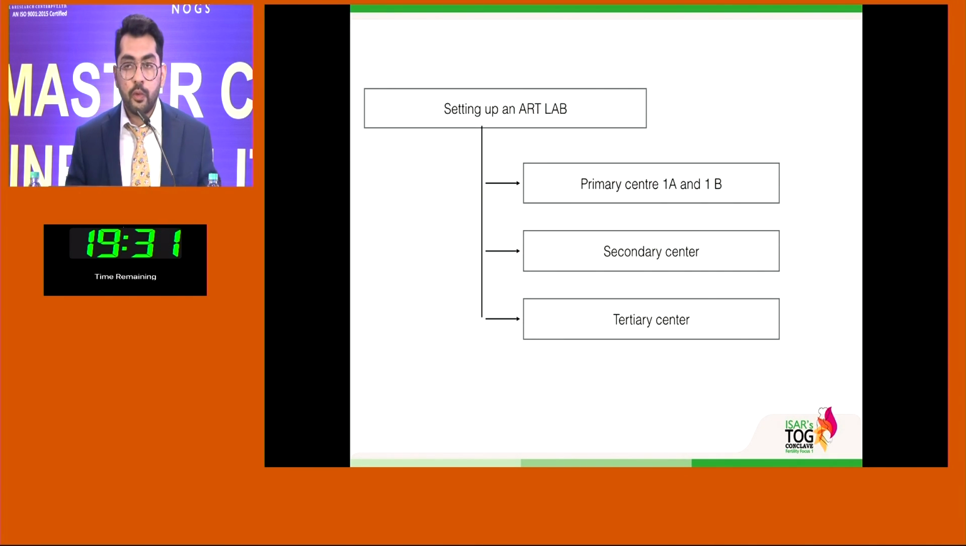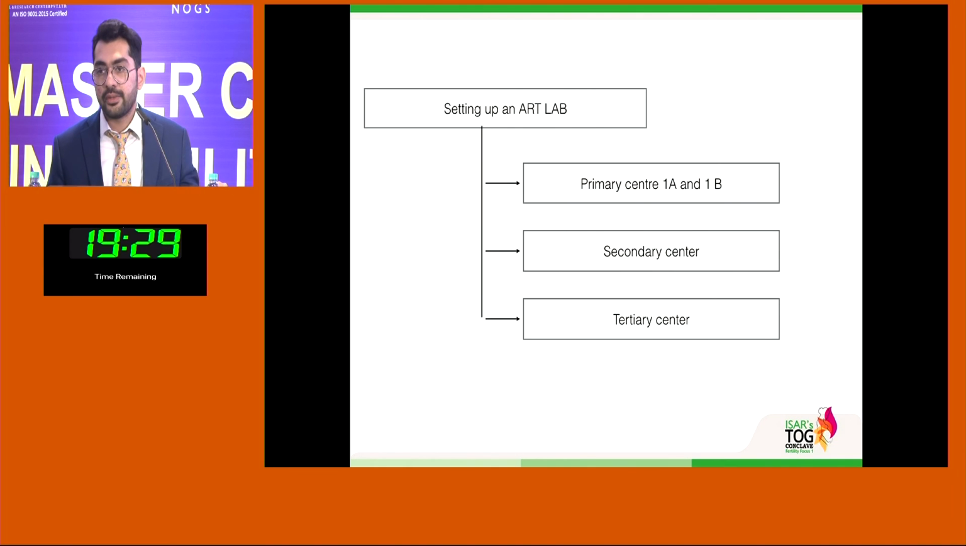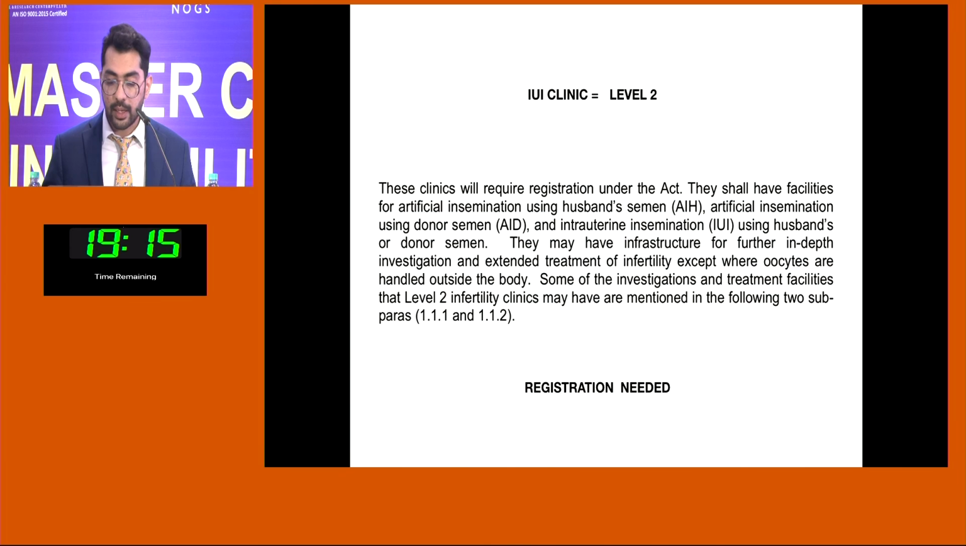Now, before we begin, we all know that ICMR has revised its guidelines, and instead of the primary center, secondary center, tertiary center, it's now 3 levels: level 1, level 2, and level 3. And that's something that we really need to worry about, because now when we talk about an IUI unit, that comes under level 2. Earlier it was 1B. And when it comes under level 2, you have to register with ICMR before you begin the clinic itself. So these are the guidelines that you really need to worry about.